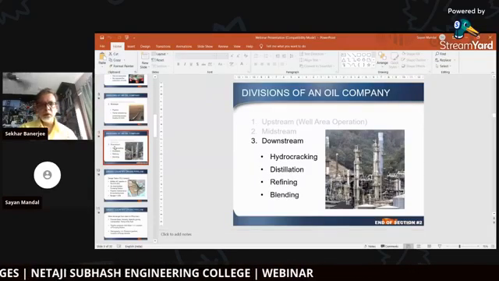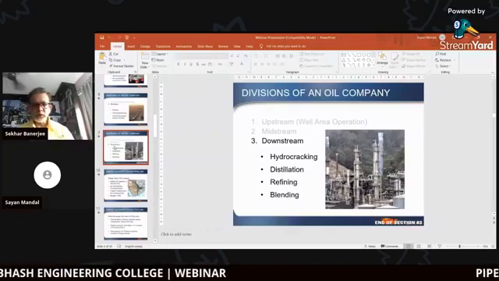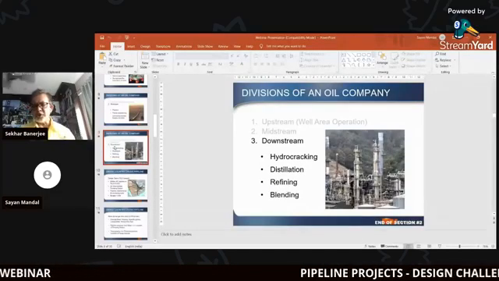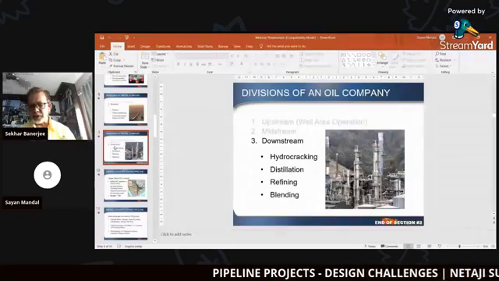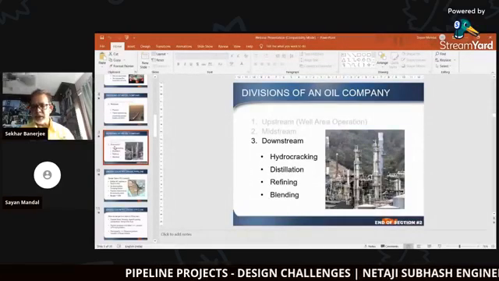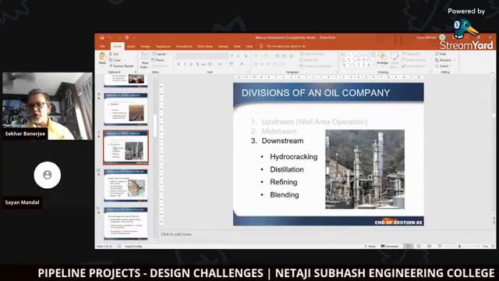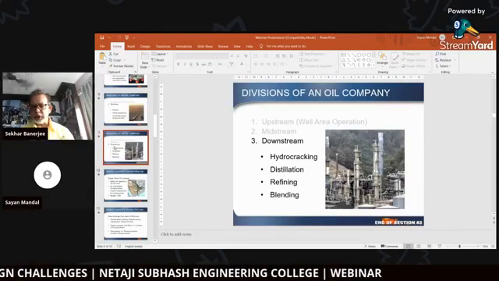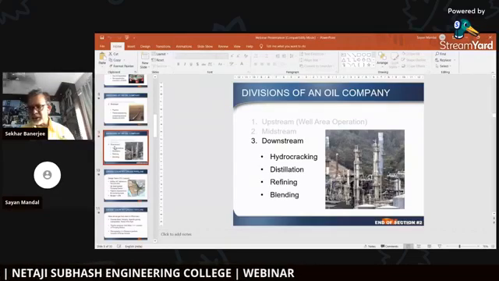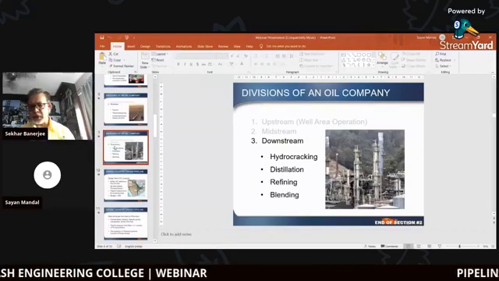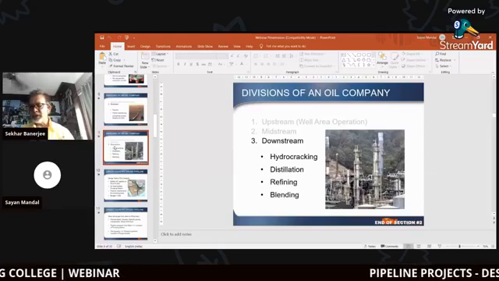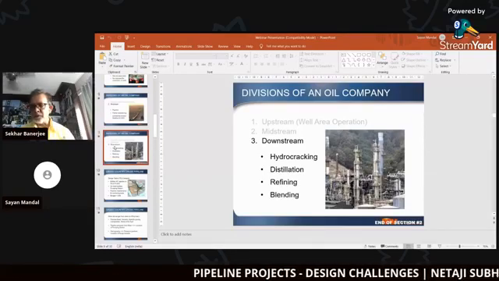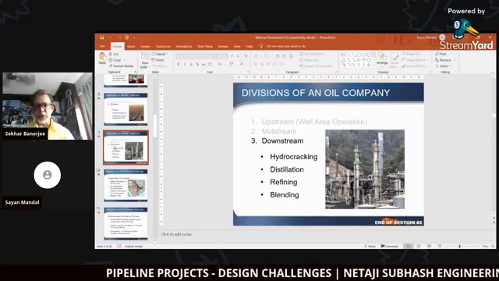You may have heard some familiar names like hydrocracking, distillation, refining, blending. So hydrocarbon comes in every form. It has to be broken down and it has to be graded. So through hydrocracking and distillation, we get different densities and different grades of the product. Then we start blending it.